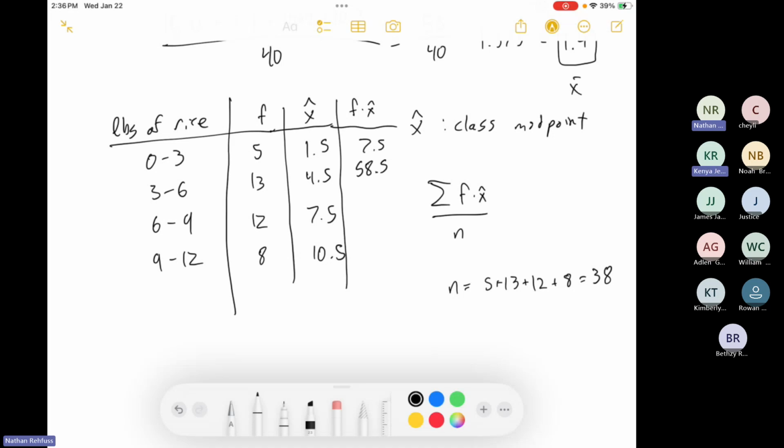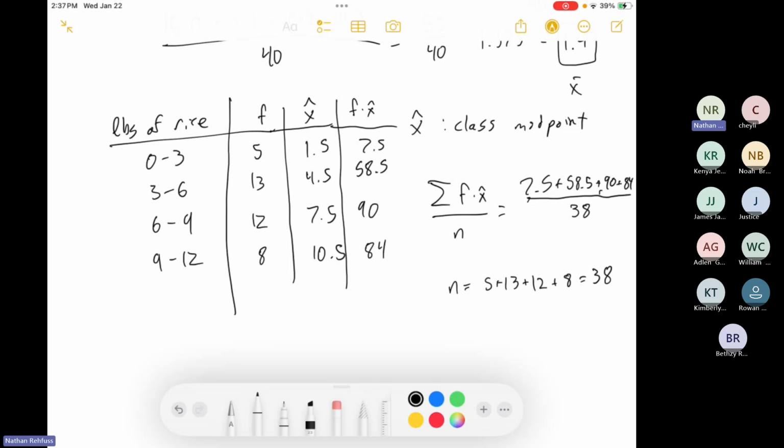12 times 7.5 turns out to be 90. I could have done that. And 8 times 10.5 is 84. I can do that. Okay, so we know for each class of people how many pounds of rice are in that class now. And so we're going to add together 7.5, 58.5, 90, and 84. That's all the rice in all the kitchens of all 38 people, so we'll divide it by 38 to get our answer.